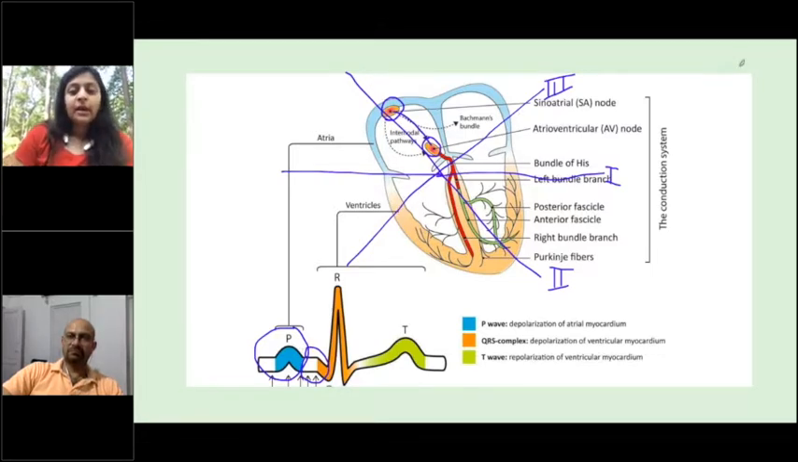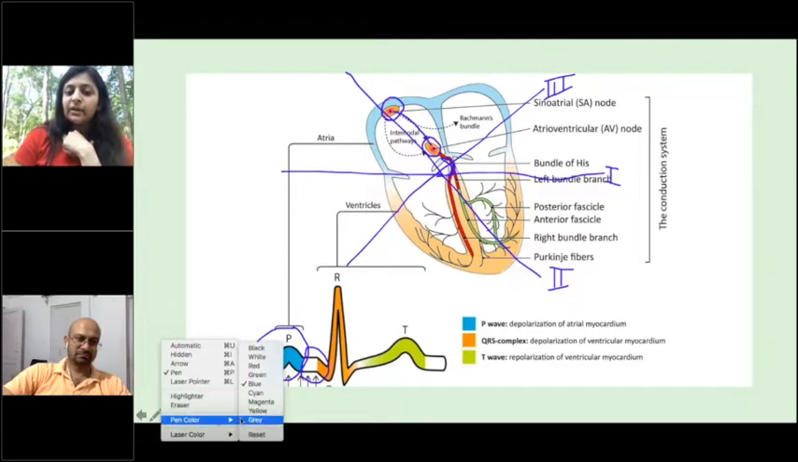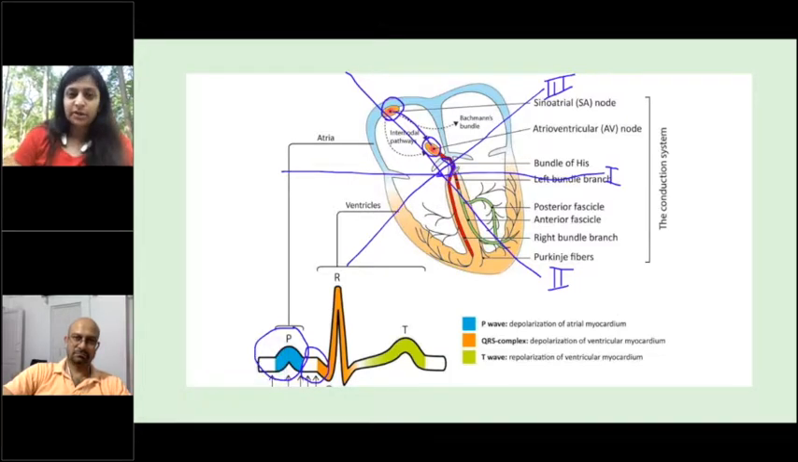And then from the AV node, the impulse goes through the bundles, okay? There's one main bundle which is called the bundle of His, and then it divides into two sides, the left and the right. And the left again divides into an anterior bundle and a posterior bundle, okay? So the anterior fascicle, it's called a fascicle, and then you have the posterior fascicle. And then on the right side, usually when the impulse comes from top to bottom, comes down the bundle of His, it goes down both the bundles and then it depolarizes the rest of the heart.